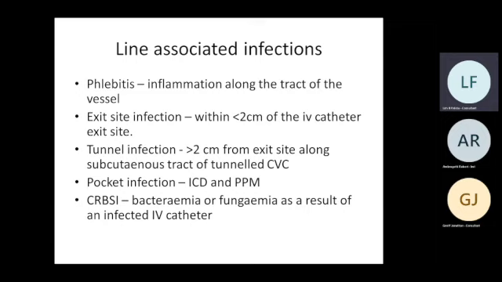If you have a tunnel line, such as a Hickman line, then the inflammation is more than 2 centimeters from your exit site, and it follows the subcutaneous tract of the CVC. There is also pocket infection. This is related to ICDs and pacemakers, so you see a bit less of that on the ITU at the Royal. And there is also catheter-related bloodstream infection, so that's your CRBSI. So that's bacteremia or a fungemia, usually a candidemia, as a result of an infected IV catheter.